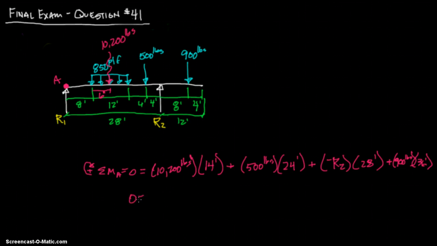So we have 0 equals 10,200 times 14 plus 500 times 24. And then I skip over the R, and I go to 900 times 36. And I have 187,200. I think that's a 1. My calculator has a line missing, so I hope that's right, and that's foot-pounds.